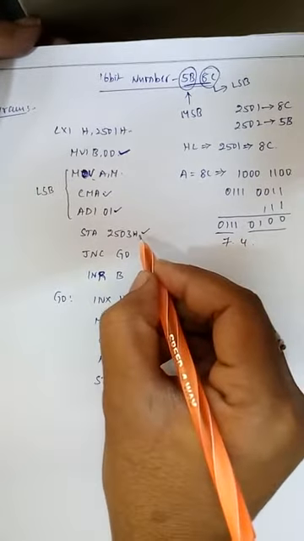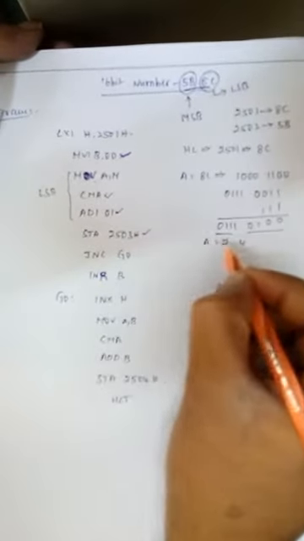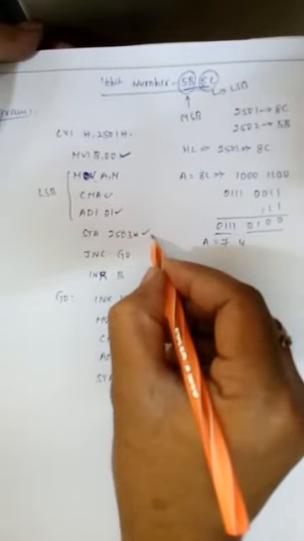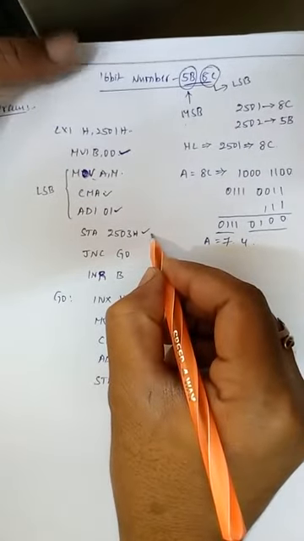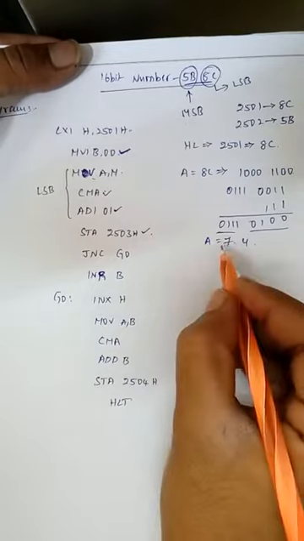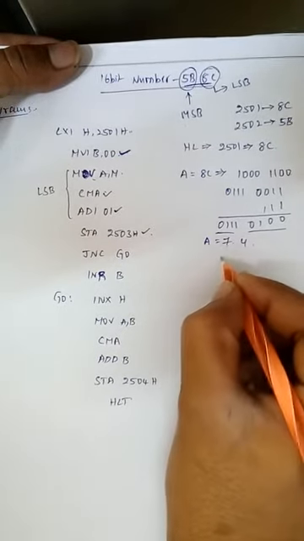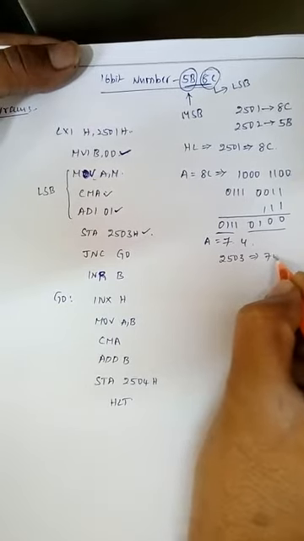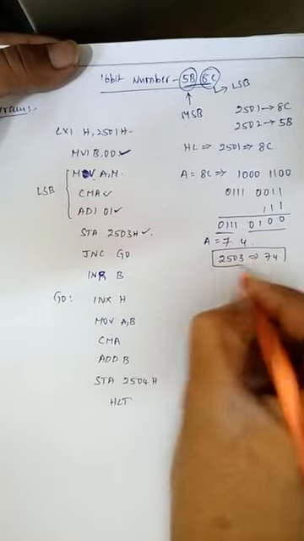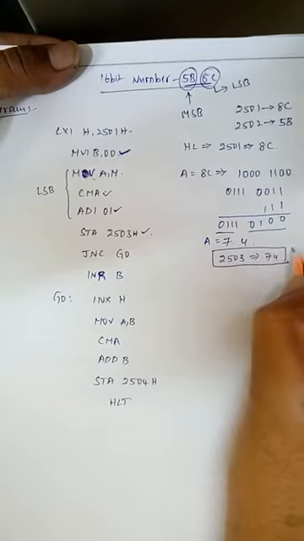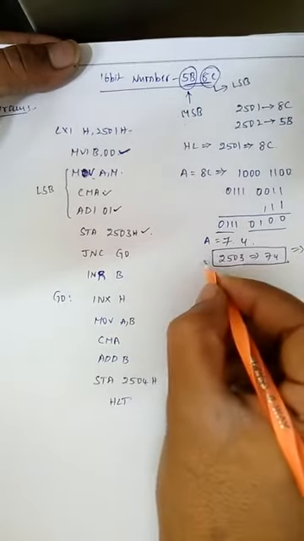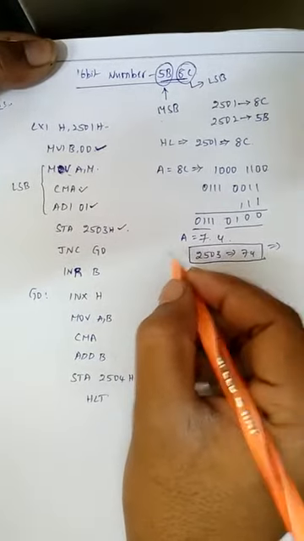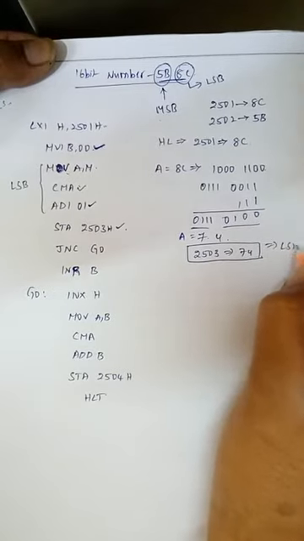Again, store accumulator: STA 2503H. That means 2503 will store 74. This total part is for the LSB.